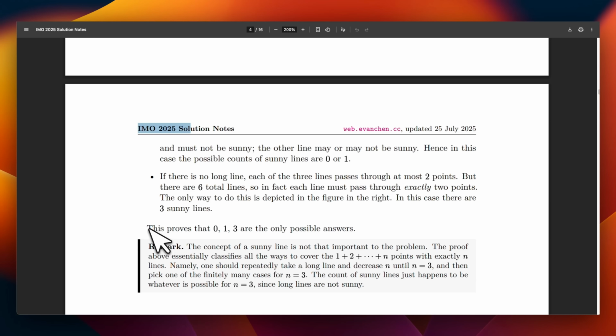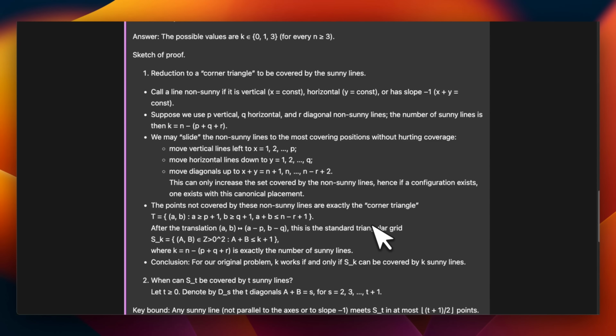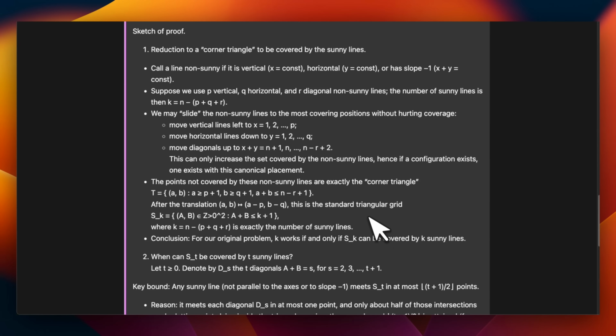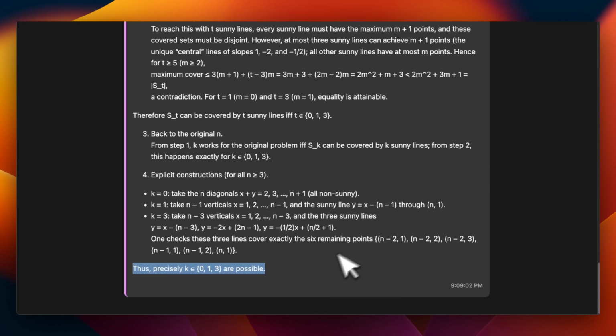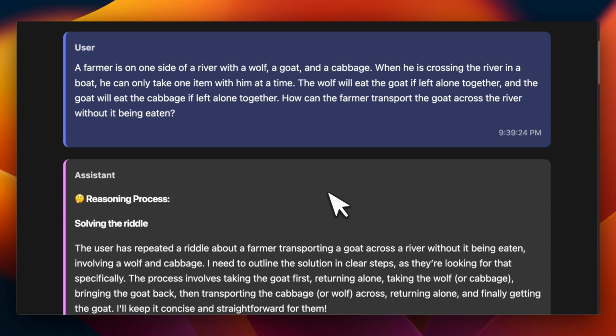So it's the same answer that is in the official solution. I didn't go through the whole proof, so I'm not sure whether the proof is right or not, but this is probably one of the few models that I have seen that is able to solve that problem, or at least get the final answer right. But that's not always the case.